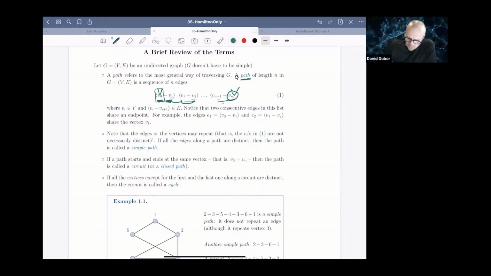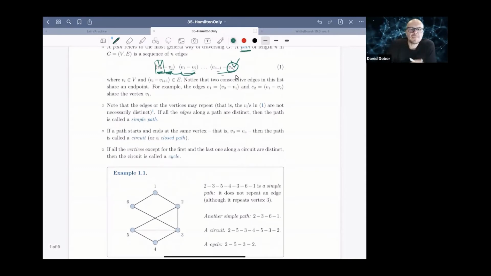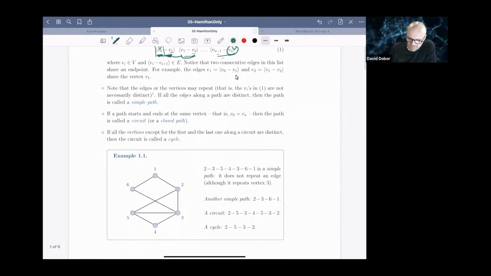Okay, so a simple path. What's a simple path according to Rosen? You read these definitions. According to Rosen, a simple path is a path that does not repeat an edge, right? A path that does not repeat an edge is called a simple path. So for example, is this path simple?